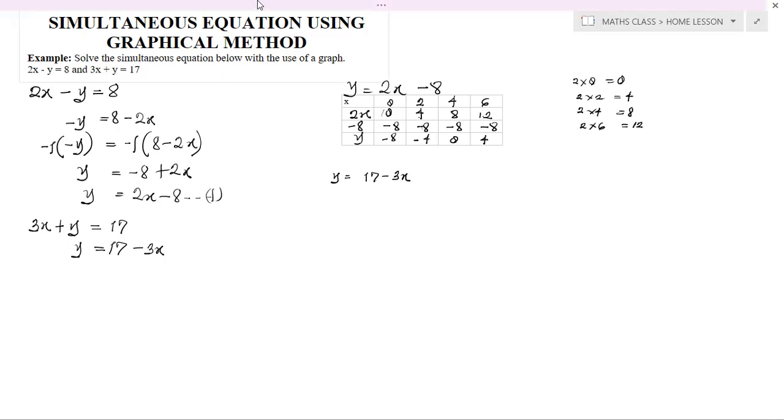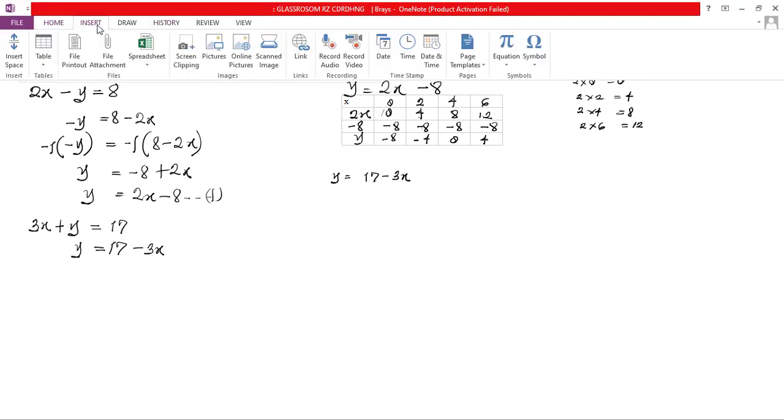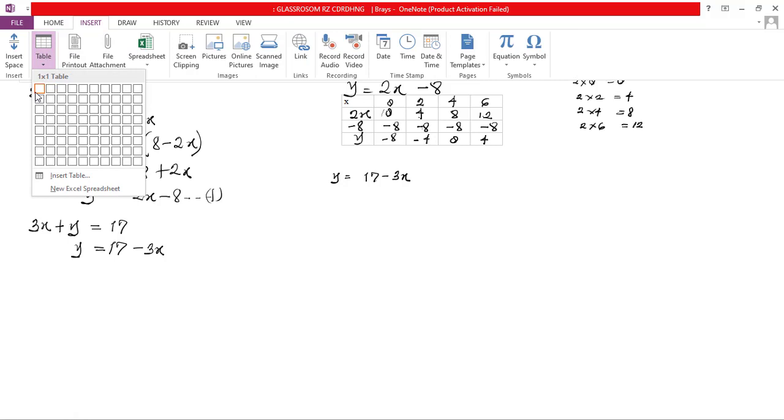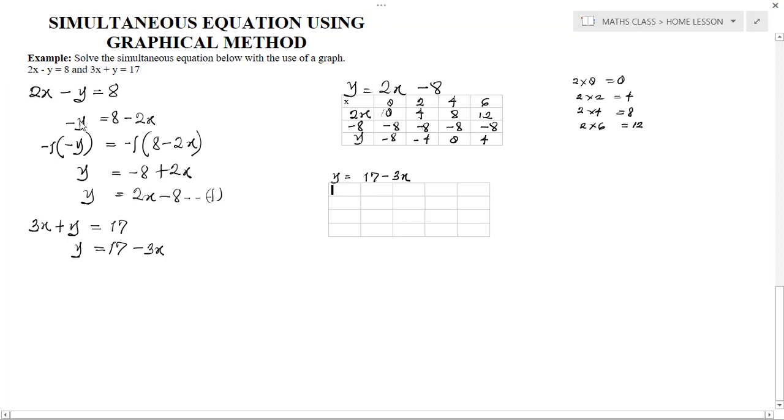Again, I'm going to get the table done. So here I need to add the values there. x is here. Here is 17 minus 3x, then y. Values 0, 2, 4, 6. Everything here will be 17, as it does not have x.